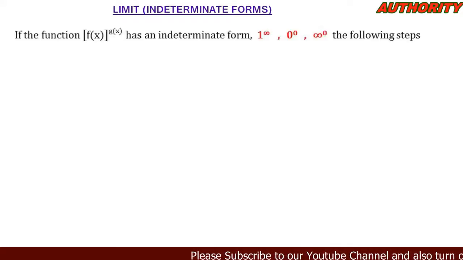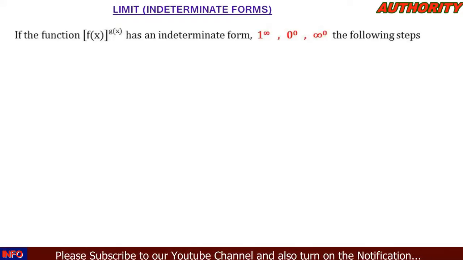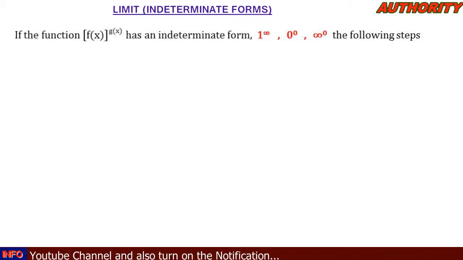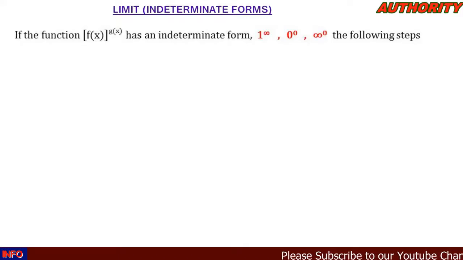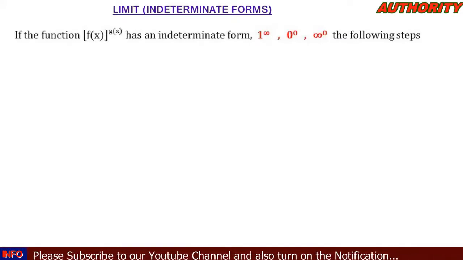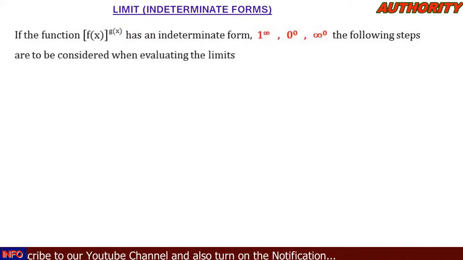So here we say if the function f of x raised to power g of x has an indeterminate form, 1 raised to power infinity, or 0 raised to power 0, or infinity raised to power 0, these are indeterminate forms. So we say the following steps are to be considered when evaluating the limits.